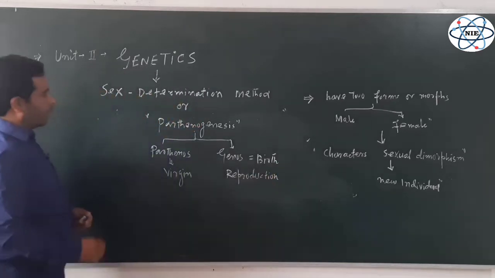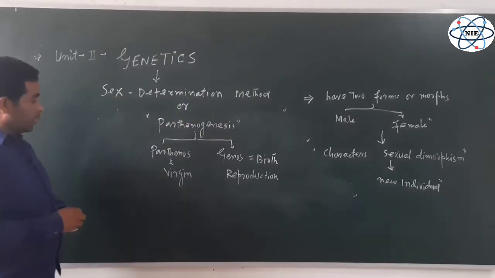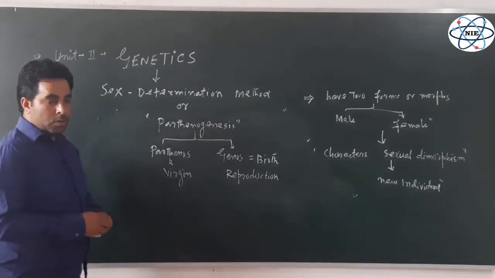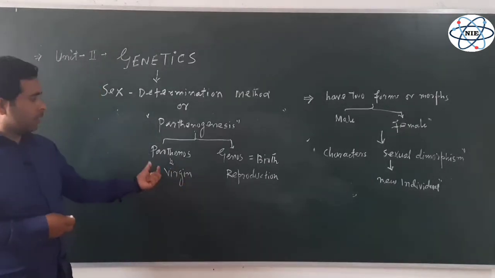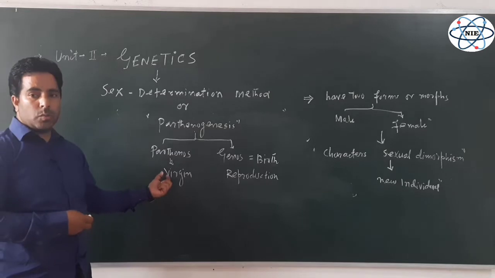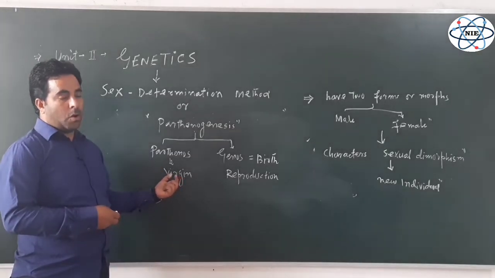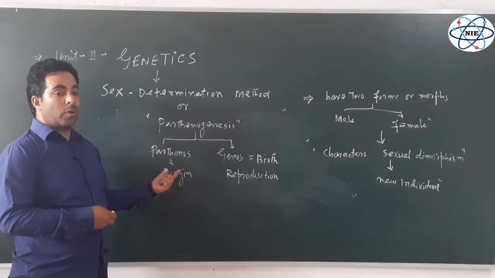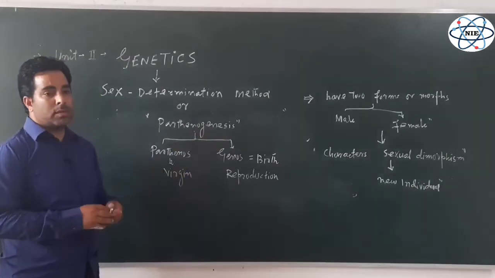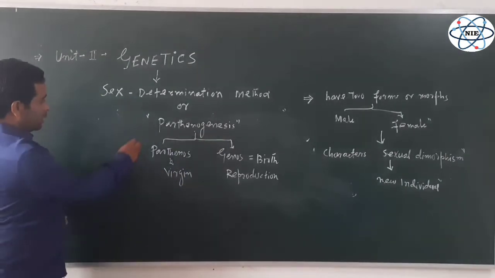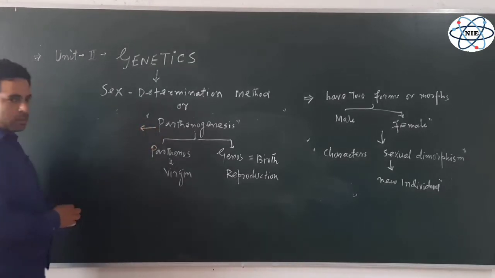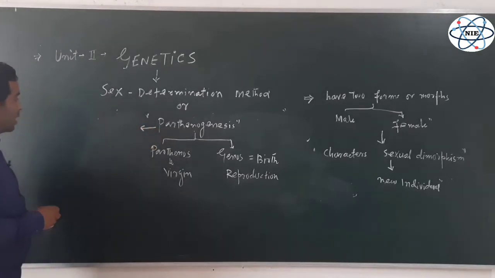So what happens here? In parthenogenesis, virgin reproduction, you can see a single organism, one individual, is required for the process of reproduction. Only one individual is required for reproduction. So again, there is no sexual dimorphism. And if we define this process, what do you mean by parthenogenesis?